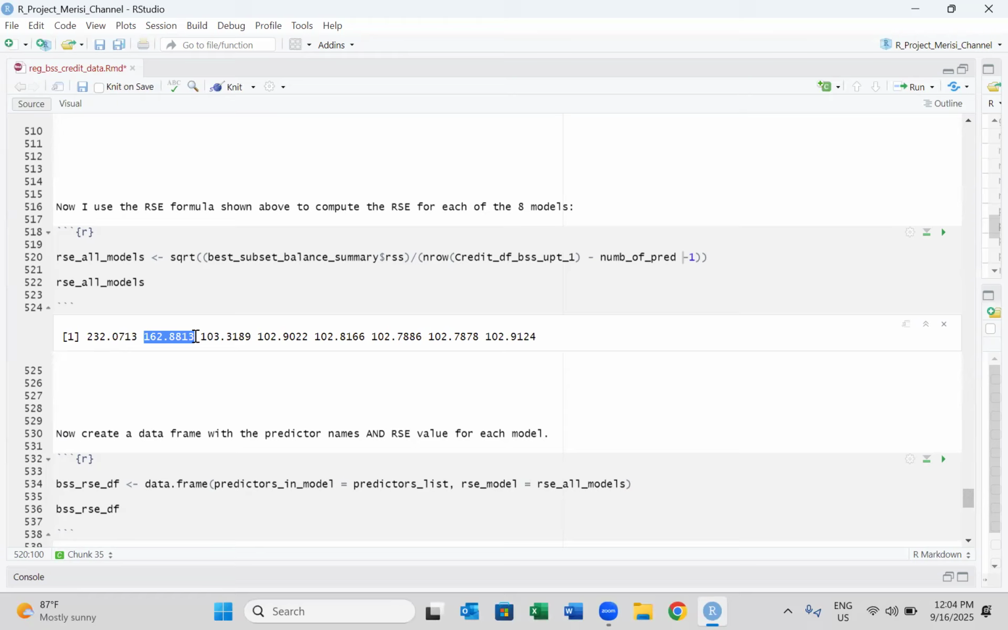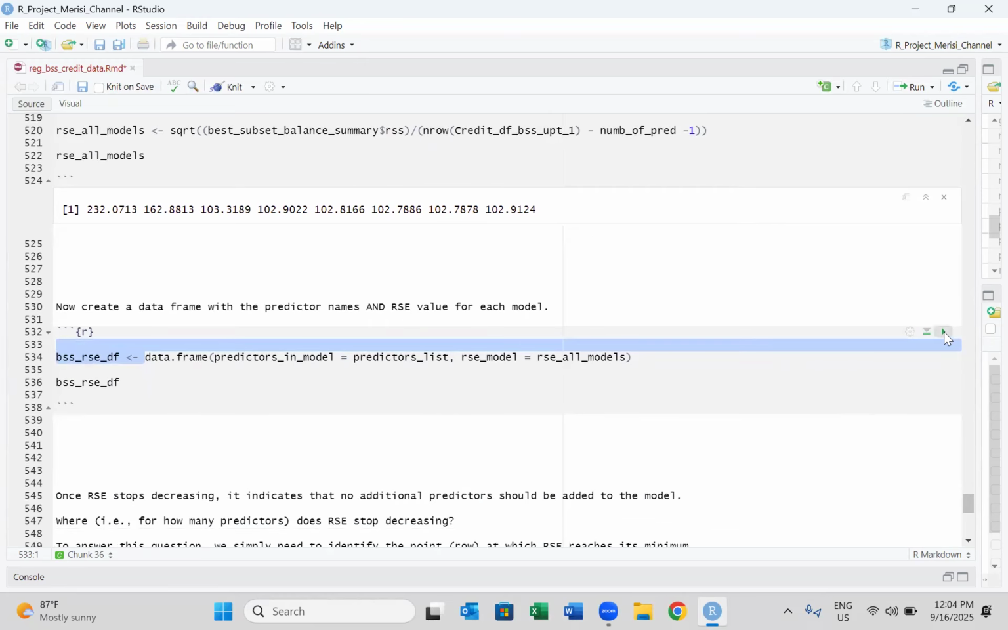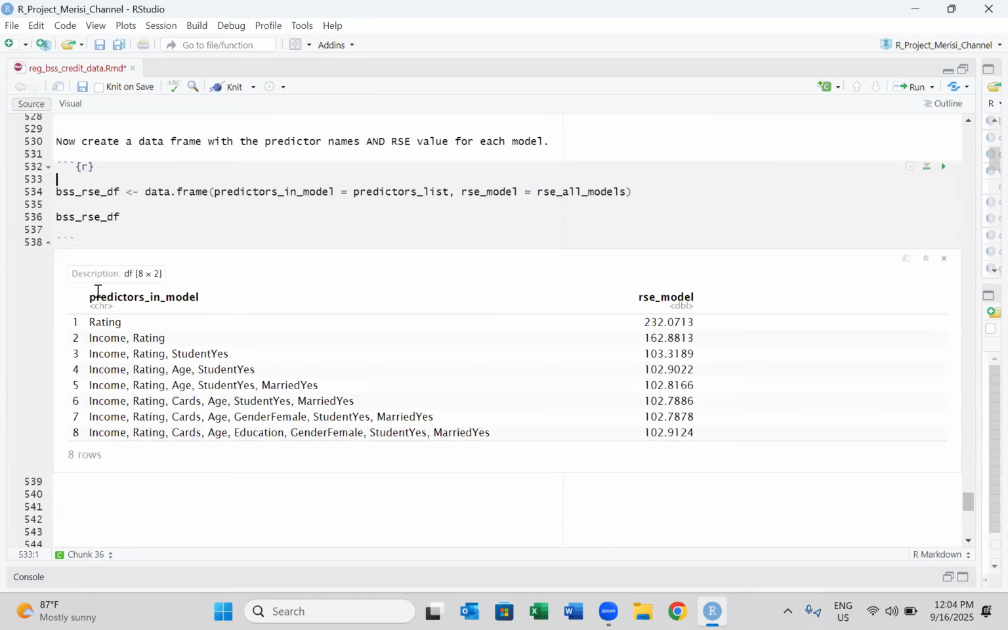Now we need to compare these RSEs and select the best one. But before doing that, let's put together the predictor names and the RSE in a data frame, as I did earlier with adjusted R-square. That's what I'm doing next. That's the nice summary data frame with the predictor names and their corresponding RSE. Okay, guys, so how do we decide based on RSE?